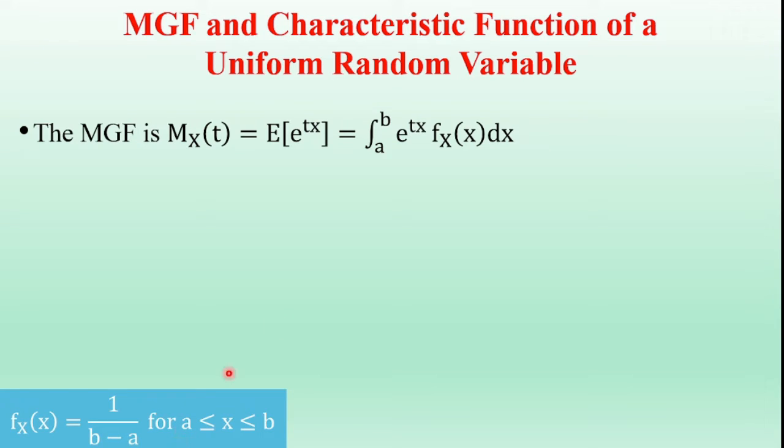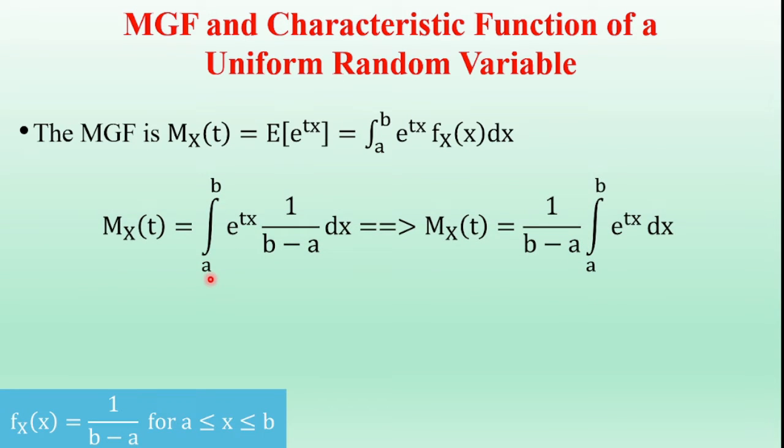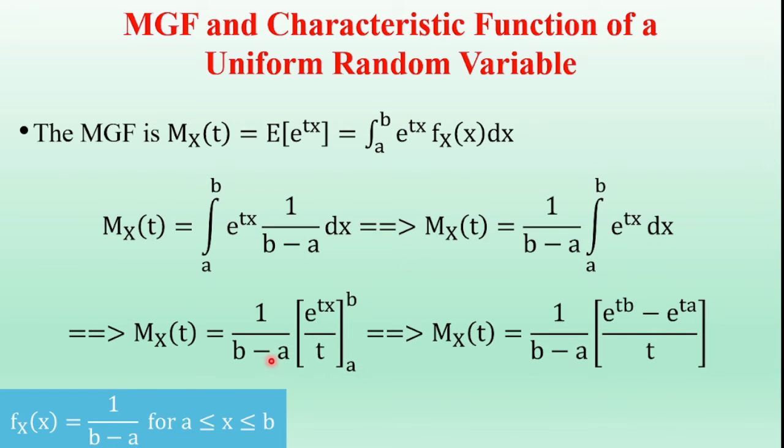Substituting the fX of x value into this equation, we get the moment generating function MX of t is equal to the integral from a to b of e power tx into 1 by b minus a dx. 1 by b minus a is a constant, so it is written before the integration. We have MX of t is equal to 1 by b minus a times the integral from a to b of e power tx dx. The integral of e power tx dx is e power tx by t. So we have 1 by b minus a times e power tx by t over a to b.